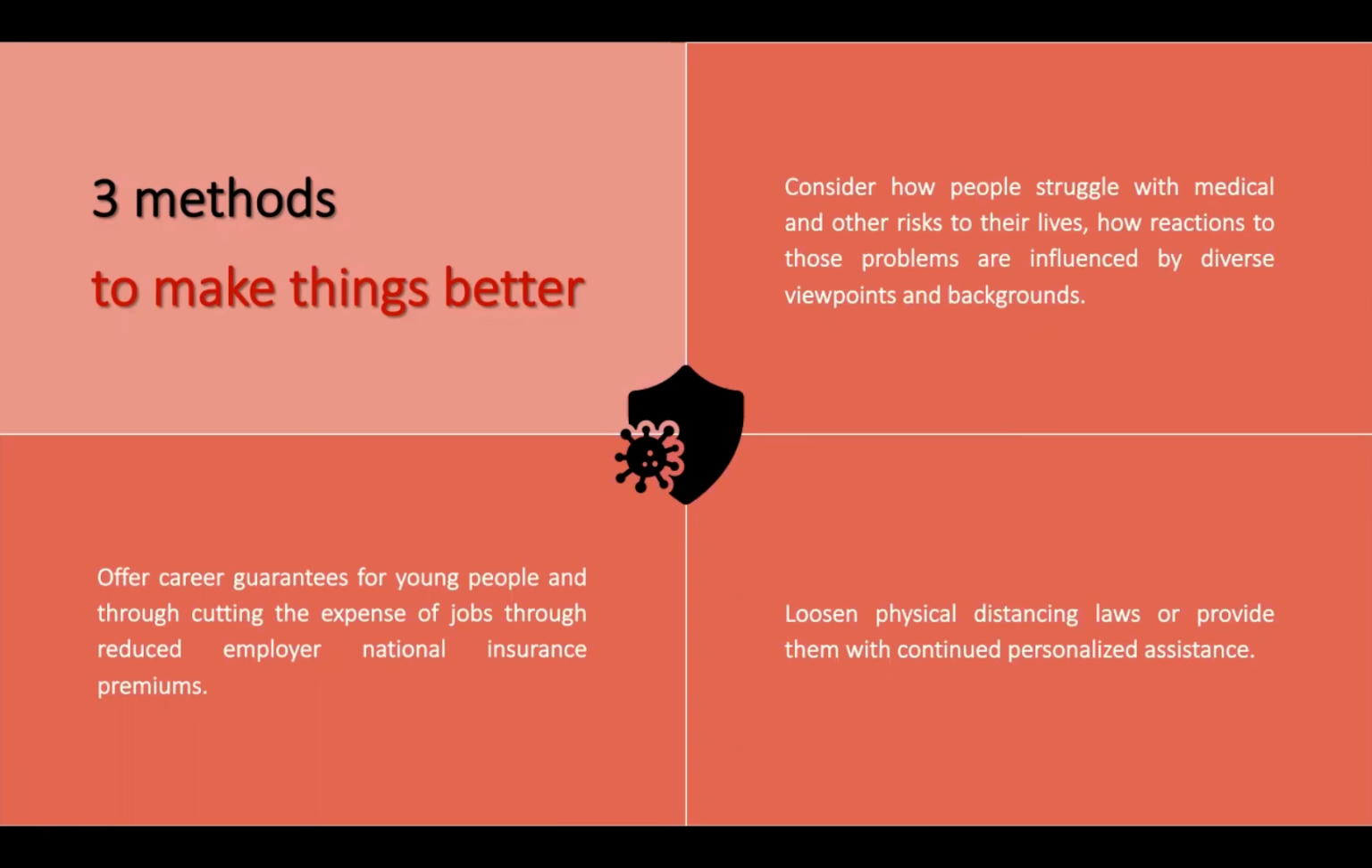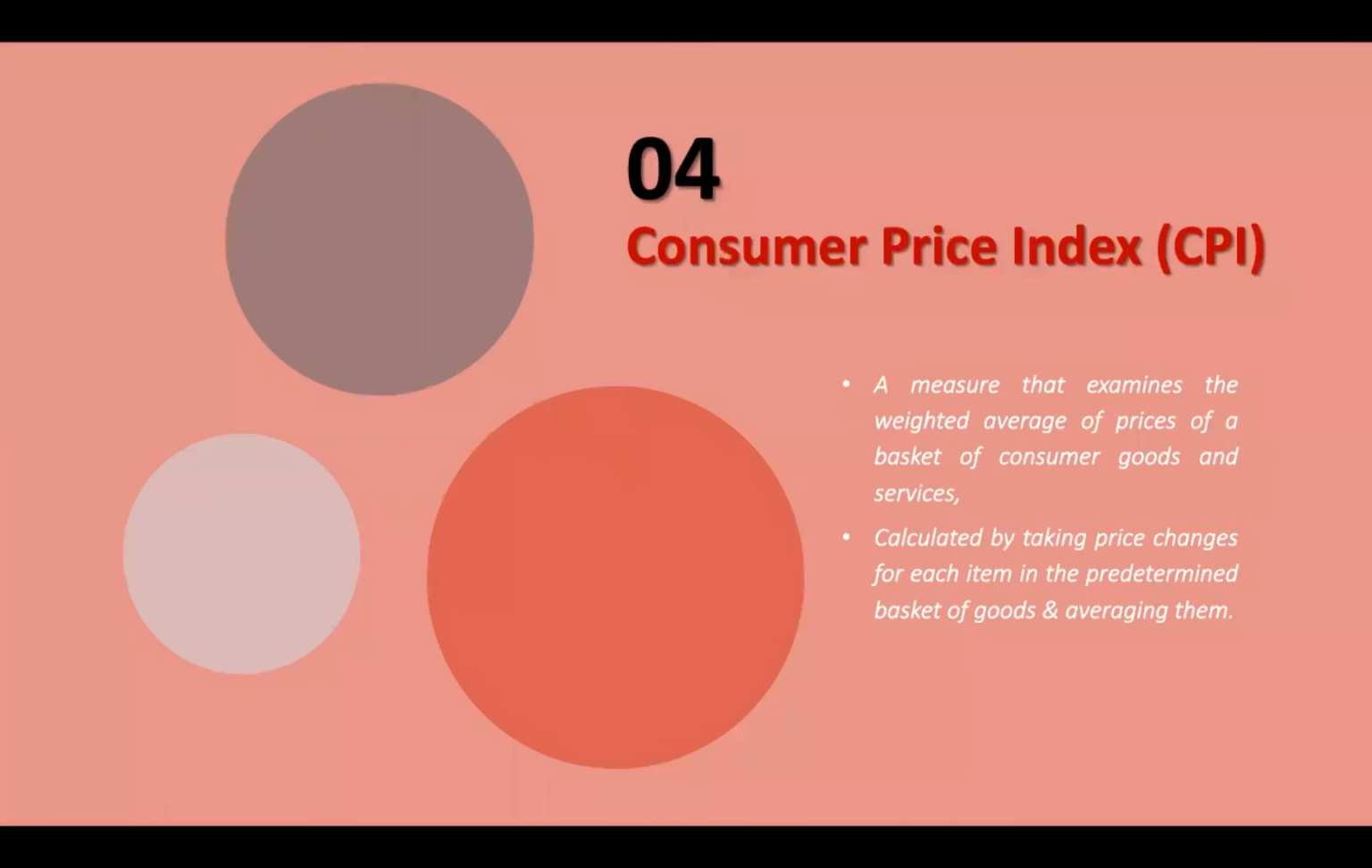Next, you can offer career guarantees for young people and broadcasting these expensive jobs through reduced employers' national insurance premiums, and the last, loosening physical distancing laws or providing them with continual personalized assistance. That's just the three methods our group want to recommend to the government or administrators. And we move next to the fourth.